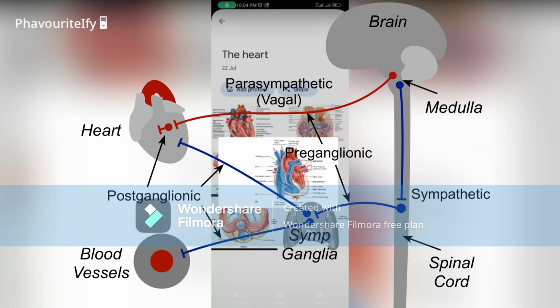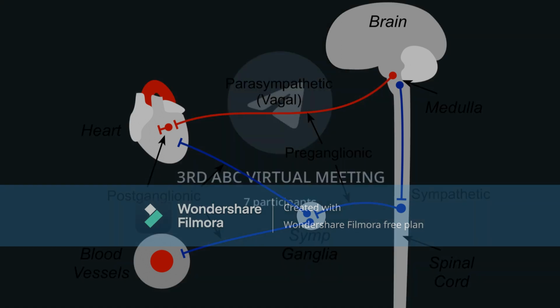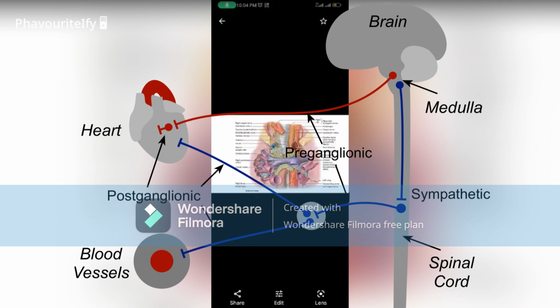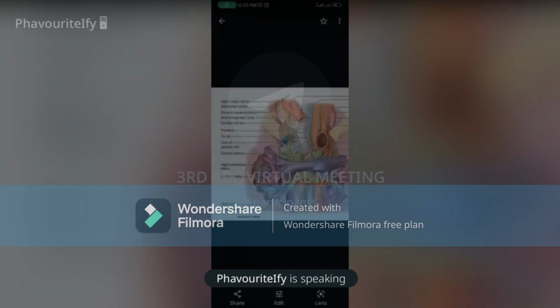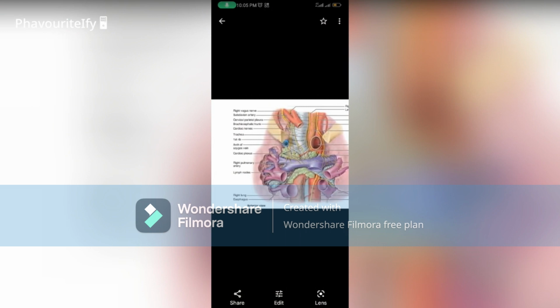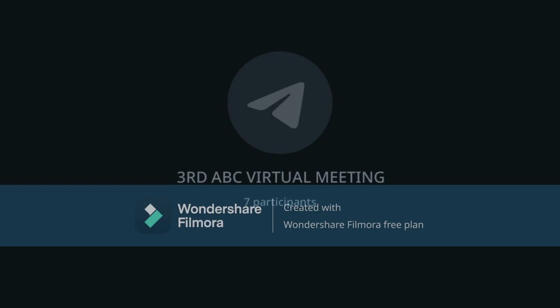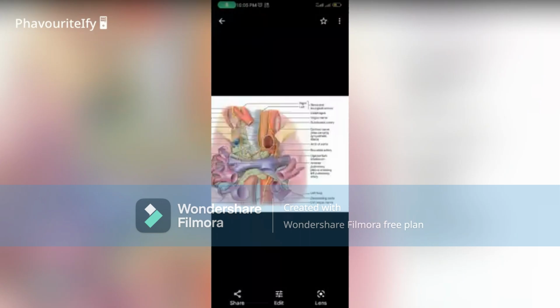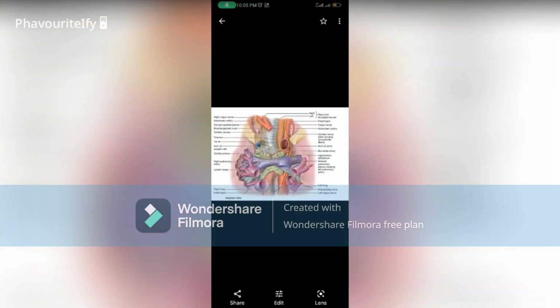The heart is innervated by sympathetic and parasympathetic fibers from the autonomic branch of the peripheral nervous system. The network of nerves supplying the heart is called the cardiac plexus. It receives contributions from the right and the left vagus nerve, as well as contributions from the sympathetic trunk.